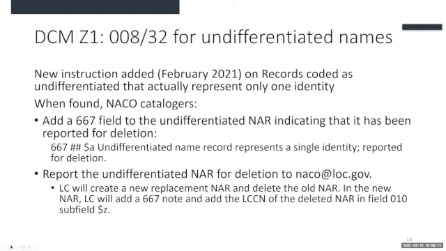And we move on to DCM Z1 LC guideline supplement updates, and cover last August, October, and this February updates. The first one is the 008/32 code for undifferentiated name. When a record was coded undifferentiated but actually represents one identity, at one time we were able to flip that code from B to A, and now you cannot do that. When you find this situation, you are requested to add a 667 note and report the undifferentiated record to LC for deletion. LC will create the new record and link the old LCCN number to the new record.